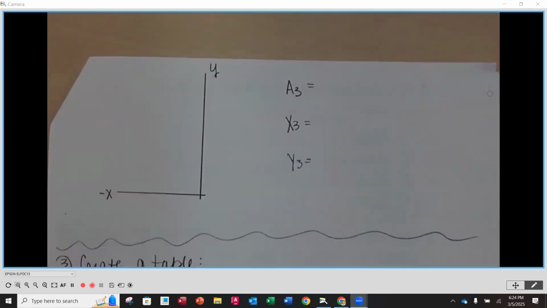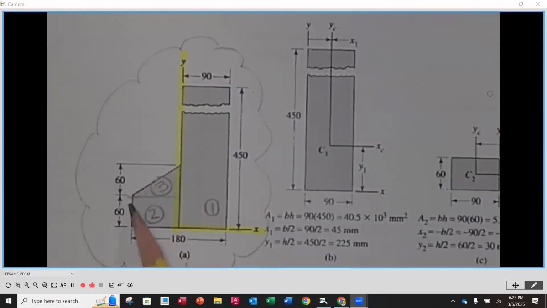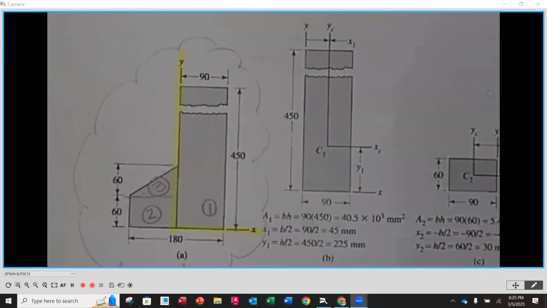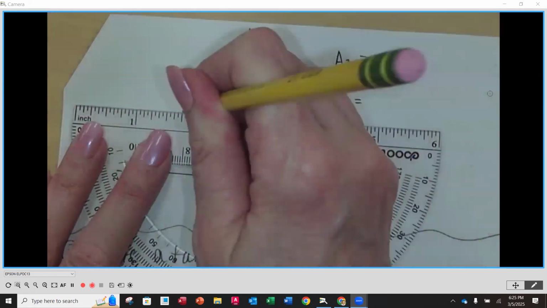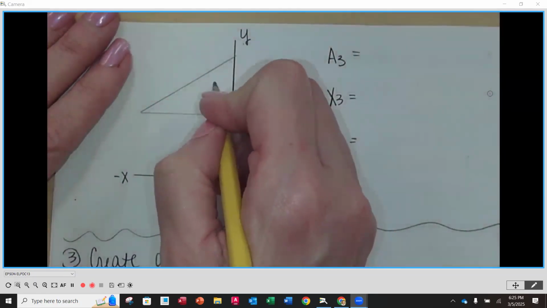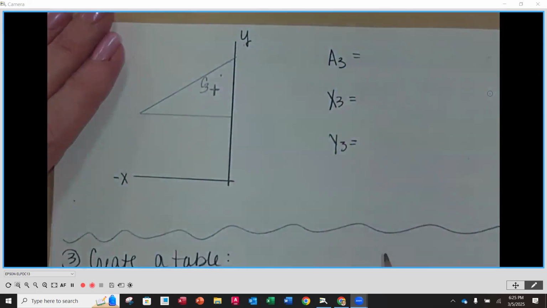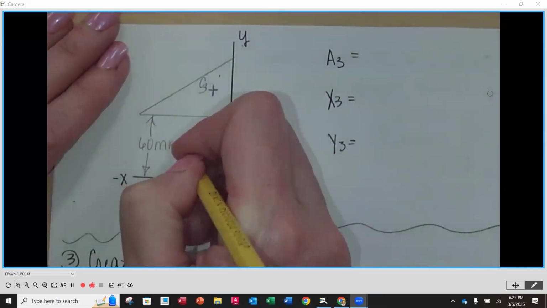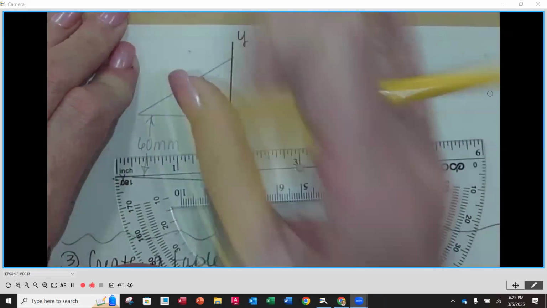And now we're going to put our last shape. Our last shape is the triangle number 3. It is 60 millimeters high, 90 wide, and it's going to start at the top of the previous rectangle number 2. Okay. So the centroid will be right about here. So this will be C3. The distance from the x-axis is 60 millimeters, as we know. Okay.